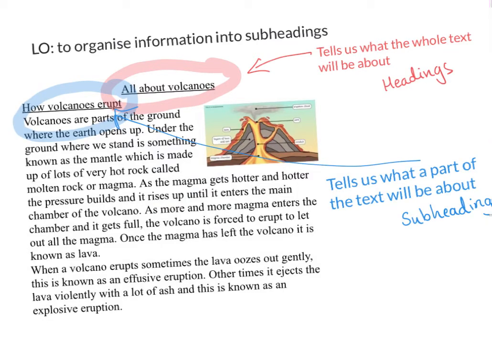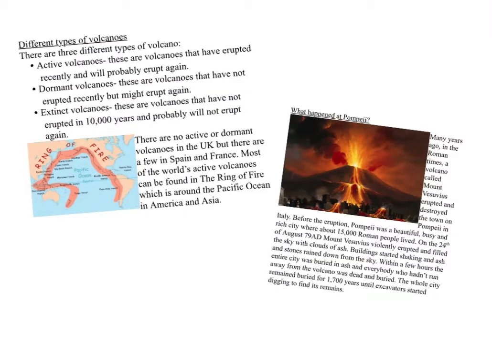And then we had our subheadings, which, like the heading, was underlined, but it was over to the left-hand side. And this tells us what a part of the text will be about. So in this section, all the stuff that's underneath this subheading is about how volcanoes erupt. And then we had two more subheadings. So we had different types of volcanoes. That was another subheading. Remember, it's underlined, but still to the left-hand side. And we talked about the different types of volcanoes: active, dormant, extinct. And then we talked about here where they would be.